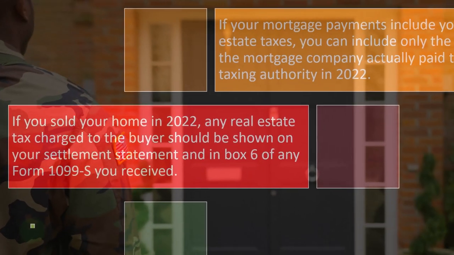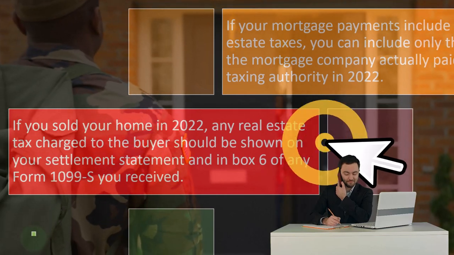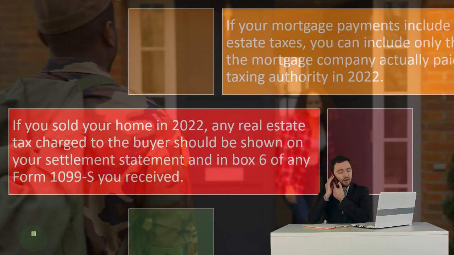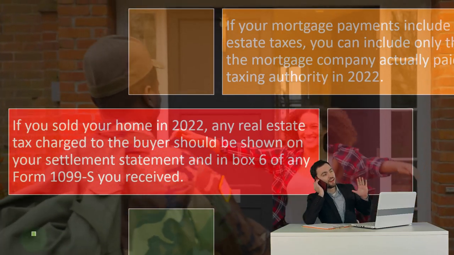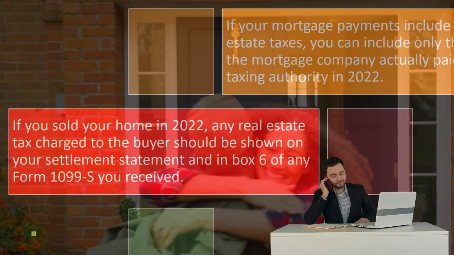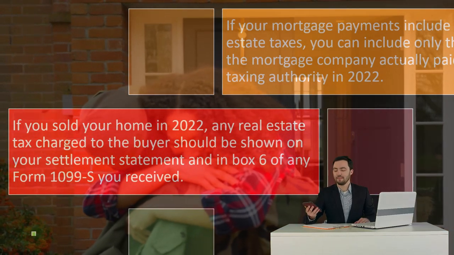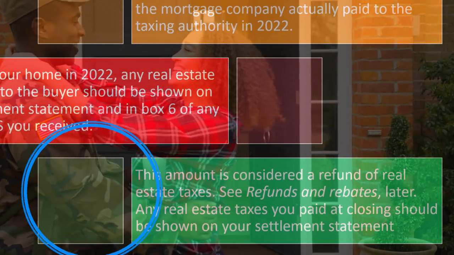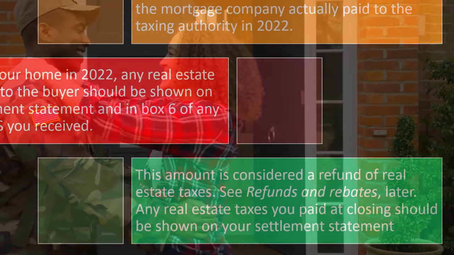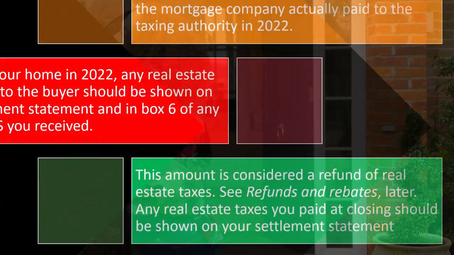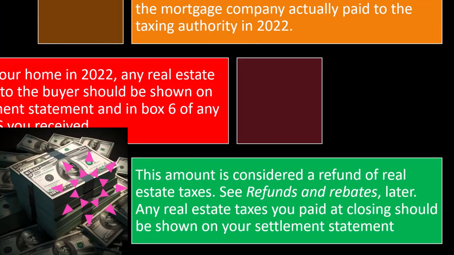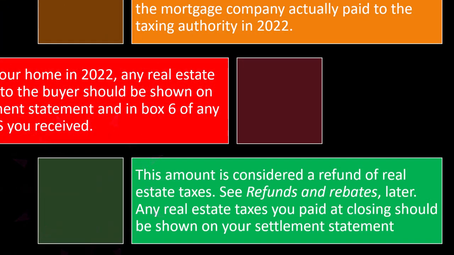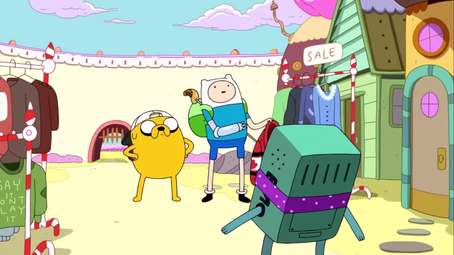If you sold your home in 2022, any real estate tax charged to the buyer should be shown on your settlement statement and in box 6 of any Form 1099-S you received. This amount is considered a refund of real estate taxes. See refunds and rebates later. Any real estate taxes you paid at closing should be shown on your settlement statement.